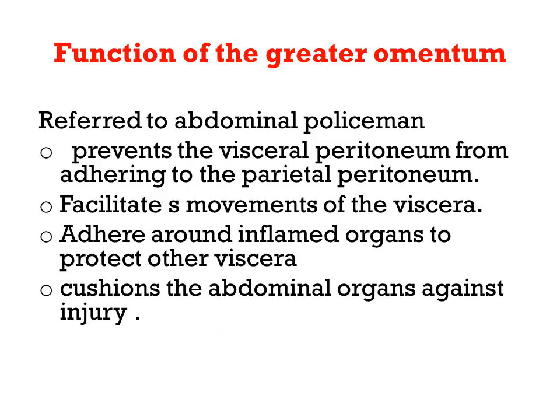anteriorly. The functions of the greater omentum, referred to as the abdominal policeman: it prevents the visceral peritoneum from adhering to the parietal peritoneum, facilitates movement of viscera, adheres around inflamed organs to protect other viscera, and cushions the abdominal organs against injury. The two most important functions are adhering around inflamed organs.